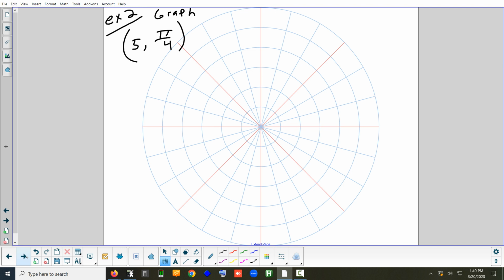Yeah, let's try this one. What's different about this coordinate? Yeah, it's in radians. So if you can graph it in radians, then you can just do it. If you're not comfortable with radians, then you might want to change to degrees.